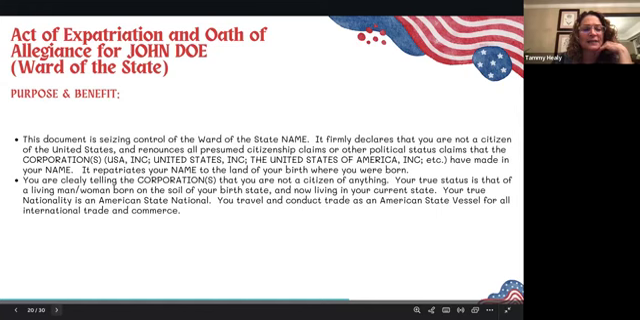You are clearly telling the corporations that you are not a citizen of anything. Your true status is that of a living man or woman born on the soil of your birth state and now living in your current state. Your true nationality is an American state national. You travel and conduct trade as an American state vessel for all international trade and commerce.